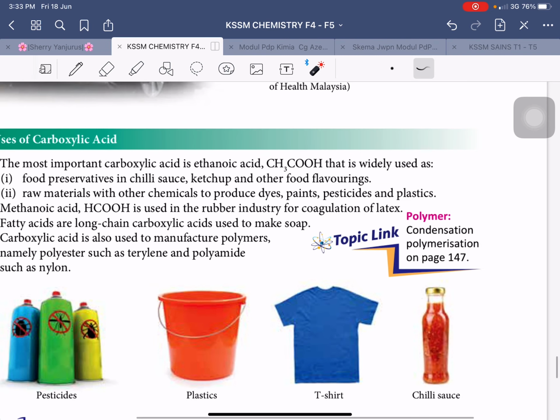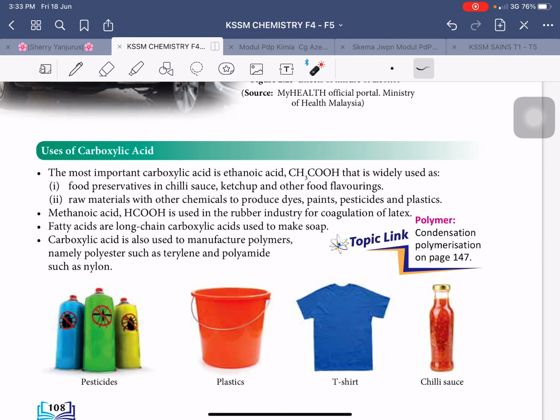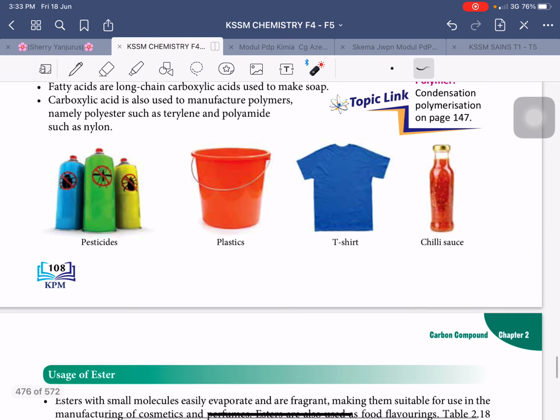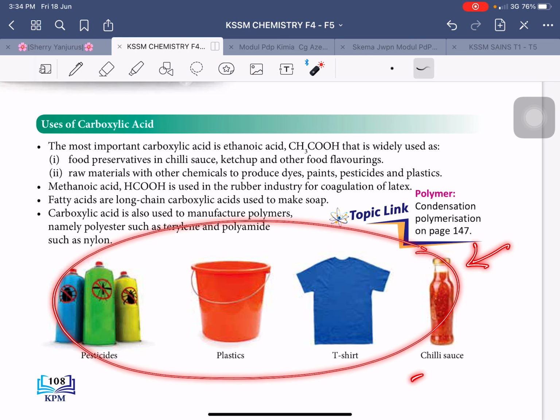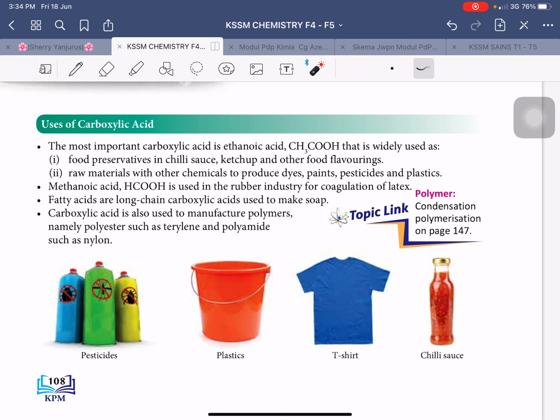Now, let us go to the uses of carboxylic acid. Carboxylic acid is an acid, right? Acid. So the most important carboxylic acid is ethanoic acid, vinegar. That is widely used for food preservative in chili sauce. Food preservative in chili sauce, ketchup and other food flavorings. Raw materials with other chemicals to produce dye, paint, pesticide and plastic. The raw materials to produce all these must have carboxylic acid.